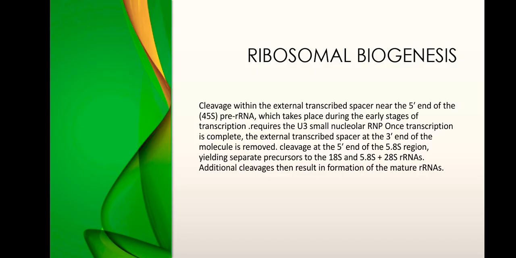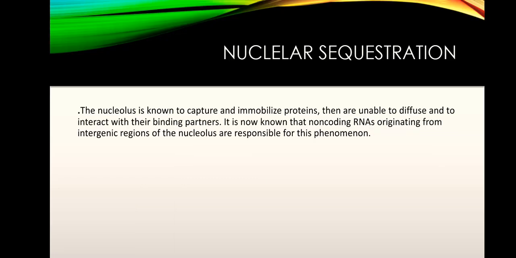Regarding ribosomal biogenesis, cleavage within the external transcribed spacer near 5' end of the pre-rRNA, which takes place during the early stage of transcription, requires U3 small nuclear RNP. Once transcription is complete, the external transcribed spacer at the 3' end of molecule is removed, yielding separate precursors to the 18S and 5.8S plus 28S rRNA. Additional cleavage then results in the formation of mature rRNA.